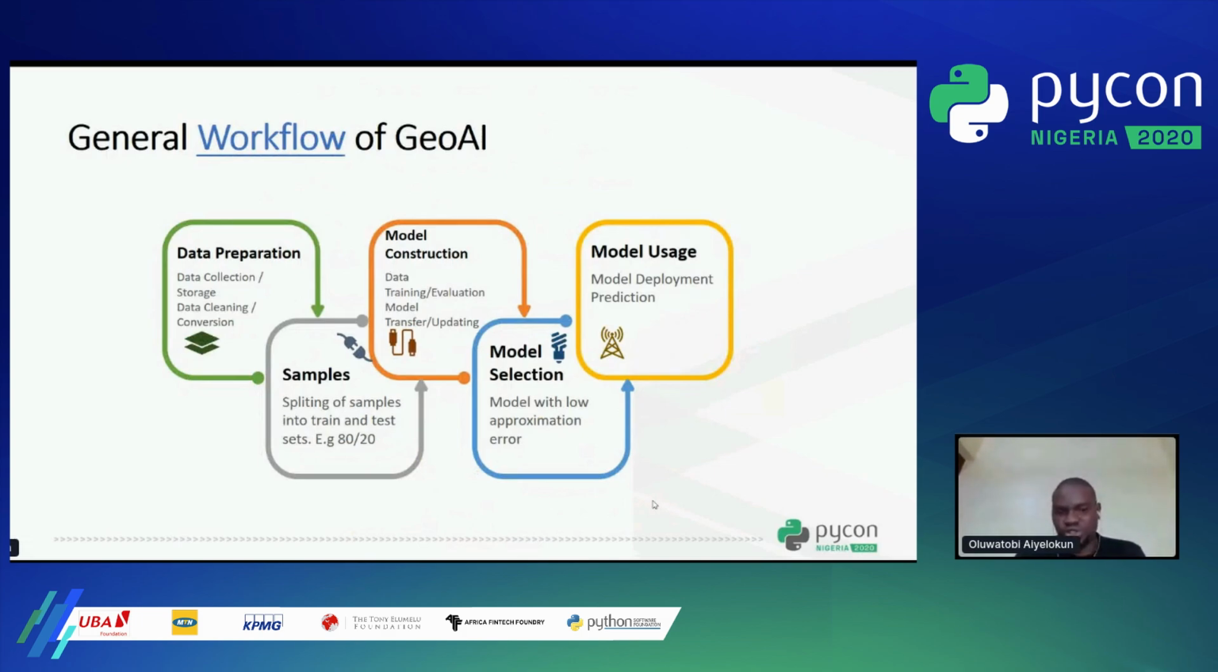And then we have the model construction, where you have to train the model. You evaluate the model based on some criteria, maybe your root mean square error, your MAE, your regression coefficient, your correlation, and many other evaluation criteria that we have out there. And then after that, you select the model which has the lowest error when it comes to mapping the phenomenon. You're trying to map an input to an output. Which model maps this very well with a lesser error? You select that, and then what follows is model usage, that's deployment, and then prediction.